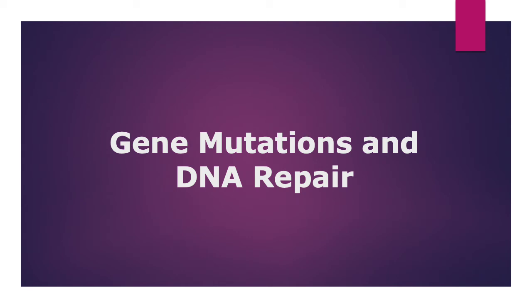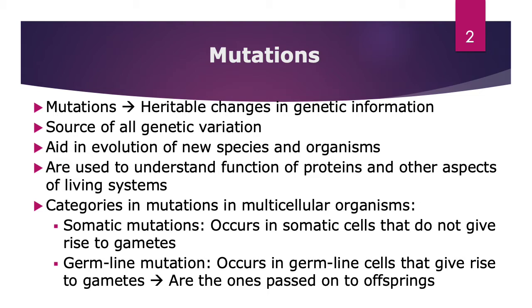In this chapter, we're going to look at different types of mutations that occur in DNA and how they are repaired. In the first section of this chapter, we're going to see what mutations are. Mutations are changes in genetic information that are heritable, which means they can be passed on to progeny.